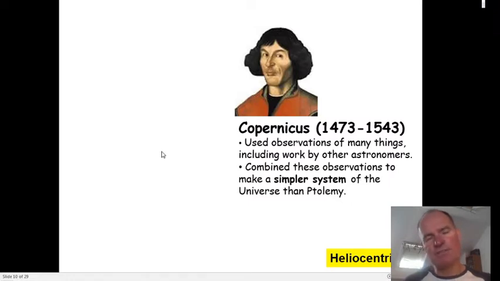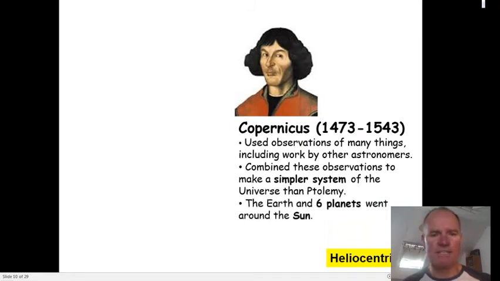And he worked on the work of other scientists, and he was a proper scientist. He used what evidence was available to him, and he looked at the work of other people, and he came together with his model, that was more simple than Ptolemy's, with these endless circles and all the complicated geometrical things. And he said, right, okay, the Earth and the 6 planets, there were only 6 in those days, that had been discovered, went round the sun.